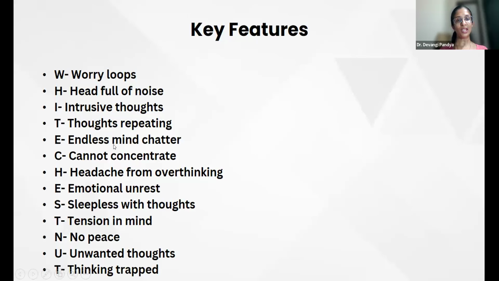Thoughts repeating, endless mind chatter, cannot concentrate, headache from overthinking, emotional unrest, sleeplessness, tension in mind, no peace, unwanted thoughts, and thinking trapped.